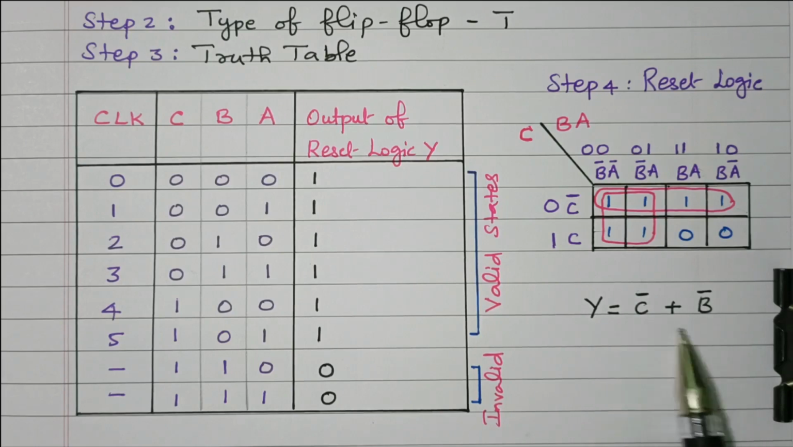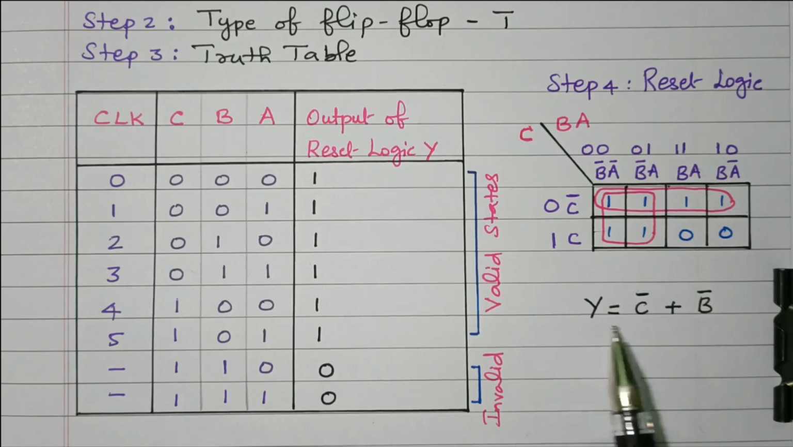So here we need one OR gate. One input is C bar, another input is B bar. That is given as the clear input of all the flip-flops. So it will count up to 5, it will execute. After that it will reset the flip-flop.